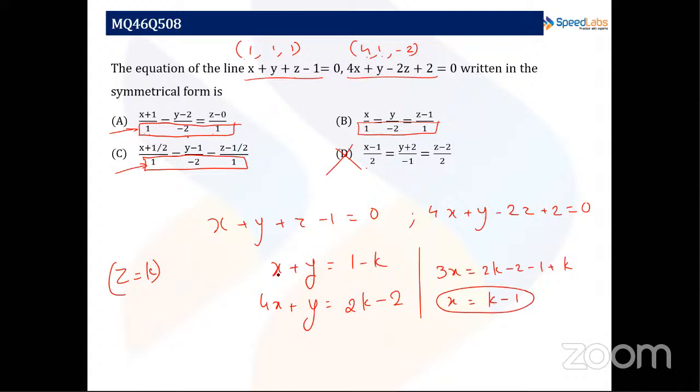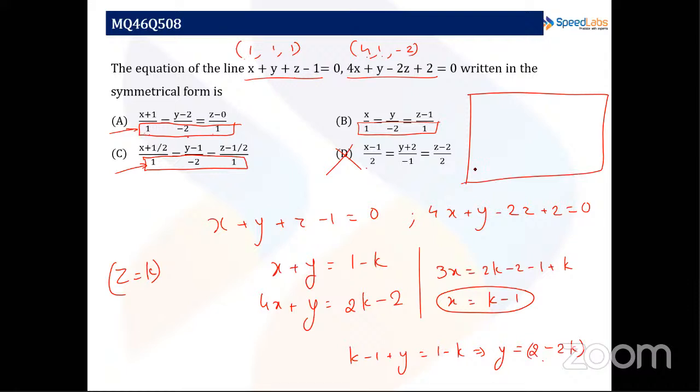So that will be k minus 1. Putting x equals k minus 1 in x plus y equals 1 minus k, our y is 2 minus 2k. So the coordinates which should be satisfied are (k minus 1, 2 minus 2k, k). Put the value k equals 0. You will get (minus 1, 2, 0).